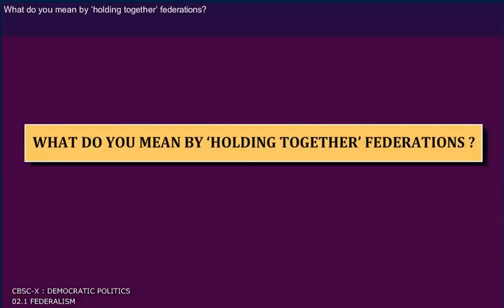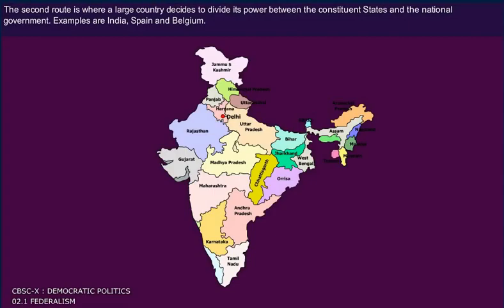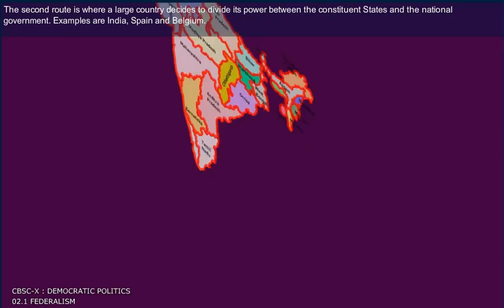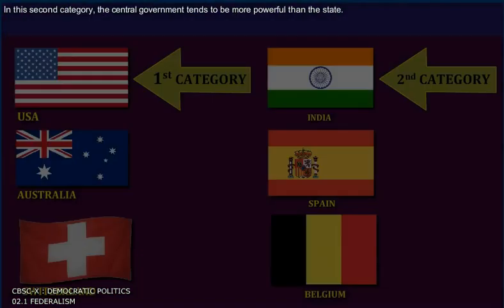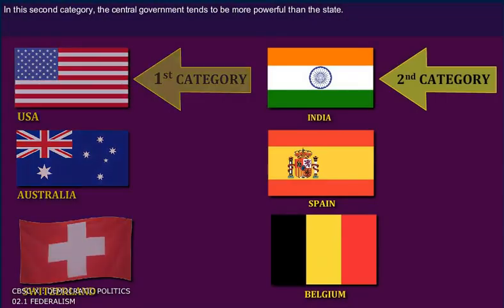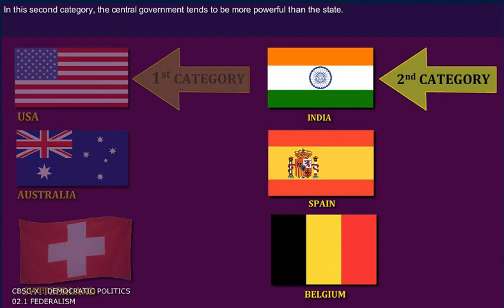What do you mean by holding together federation? The second route is where a large country decides to divide its power between the constituent states and the national government. Examples are India, Spain, and Belgium. In this second category, the central government tends to be more powerful than the state.